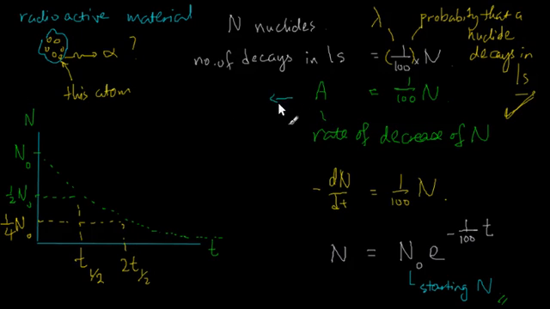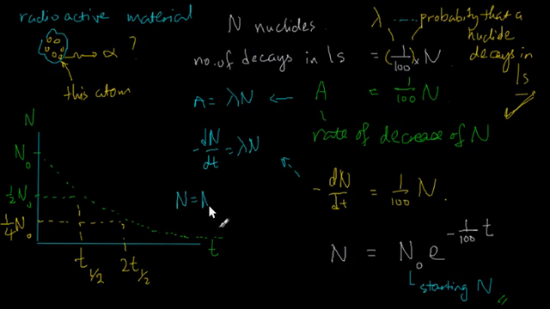Let me rewrite this as A over lambda n, where lambda is the probability that a nuclide decays in 1 second. So my equation is now minus dn over dt equals lambda n. I replace the 1 over 100 by lambda, so that I can also use it for other radioactive material. And therefore this solution would be n equals n naught e to the minus lambda t.